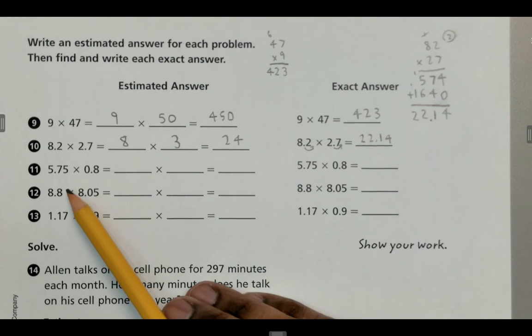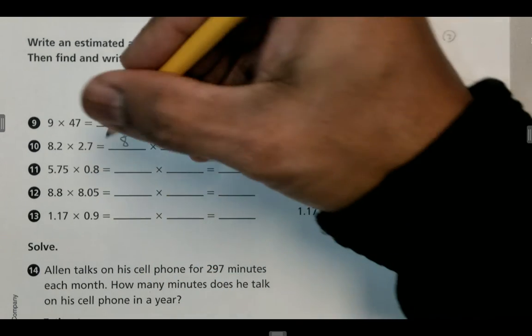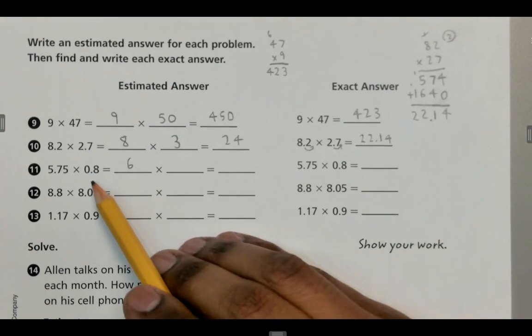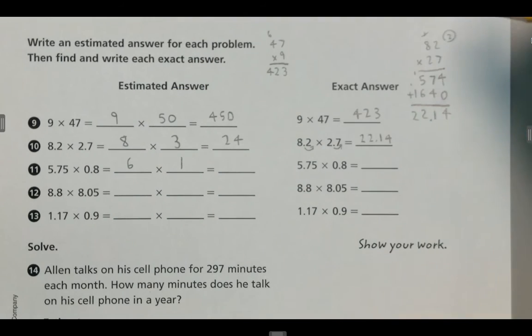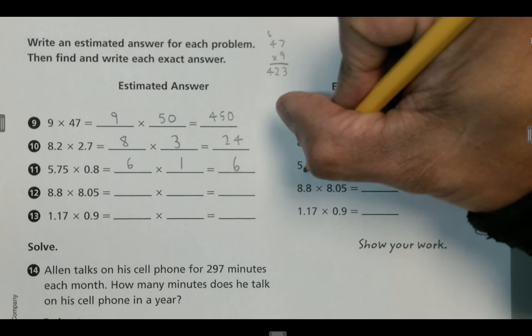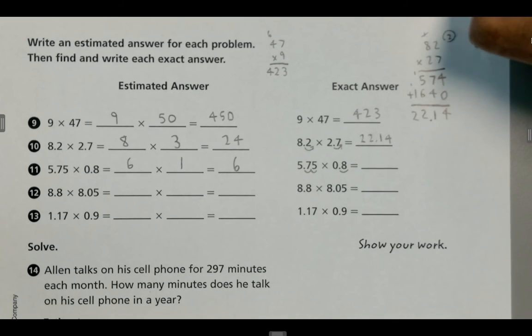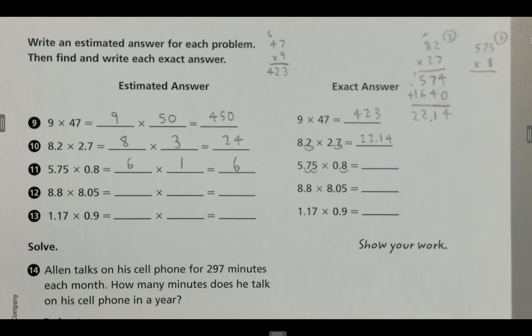Next problem. 5 and 75 hundredths multiplied by 8 tenths. I'm going to round this up to 6. I'm going to round this up to 1. And my estimate is 6. How many places do I need to push decimal points out altogether? If you said 3 pushes, you are right on. Let's rewrite the problem as 575 multiplied by 8, knowing that I'm going to come in 3 places from the end to put my decimal point.